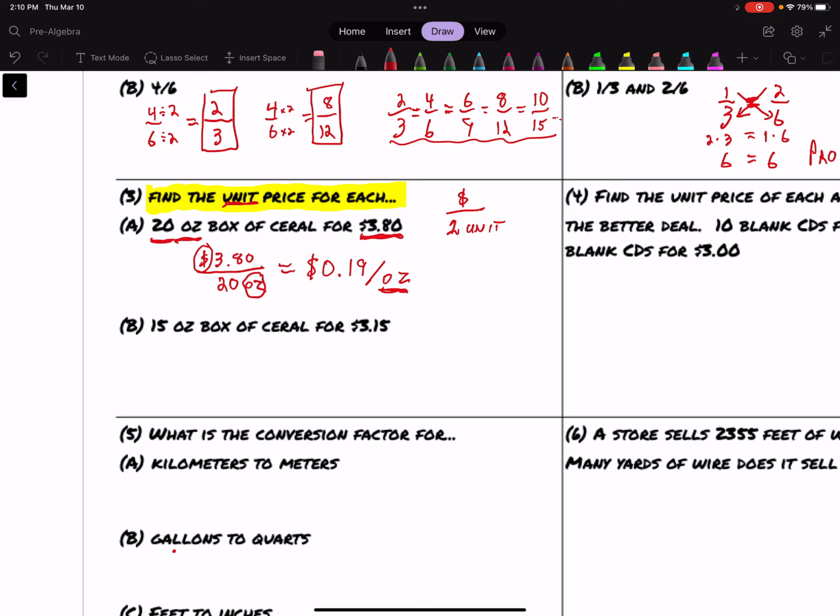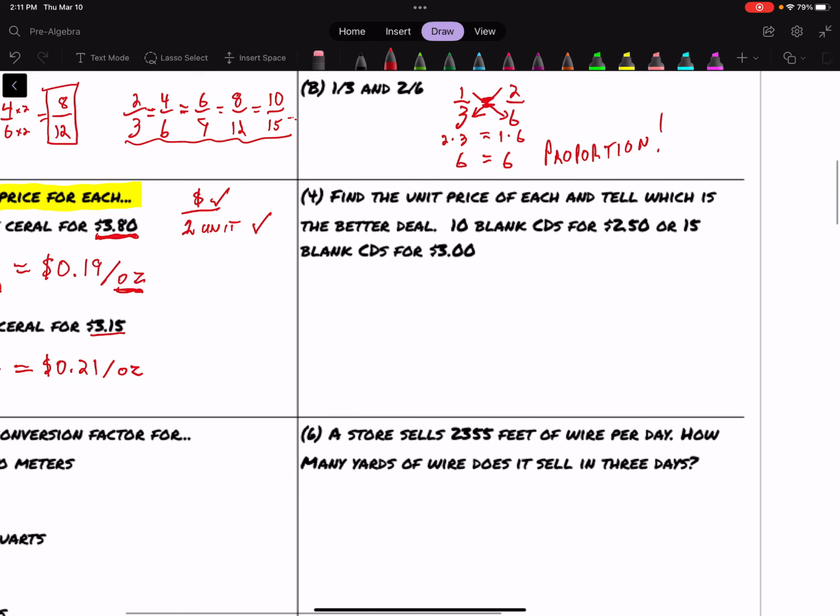Okay, so let's try the next one. We got 15 ounces this time and 315. So let's put 315, and let's ignore the labels this time because we know what we're going to end up with. 315 is our dollar figure from up here, and it always goes on the top. Our unit is down below. There are 15 units, and we've got to get it to 1 unit, so we do that with division. When you divide 315 by 15, you get 21 cents per ounce.